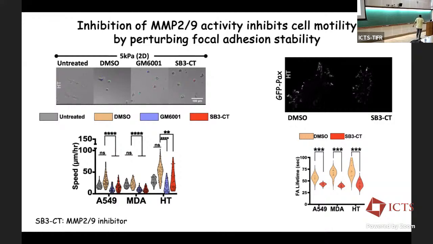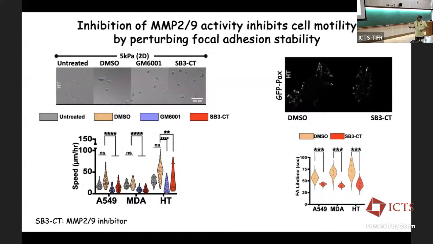And why does the cell not migrate? So we can perform what are called adhesion turnover experiments. You transfect with GFP paxillin, which is recruited to focal adhesions, and you do this imaging to find out the average lifetime of a focal adhesion. If the adhesions are destabilized, then the lifetime will be reduced. And what we found across all these 3 cell types is that the average lifetime of the focal adhesions was compromised in the presence of inhibitors.